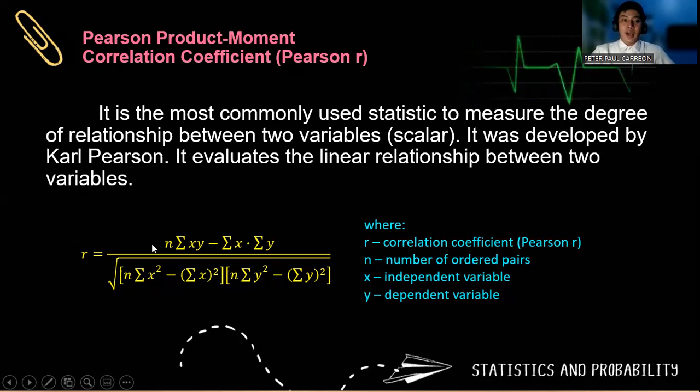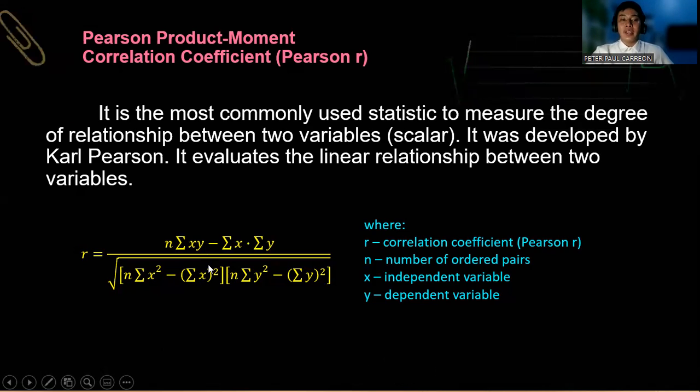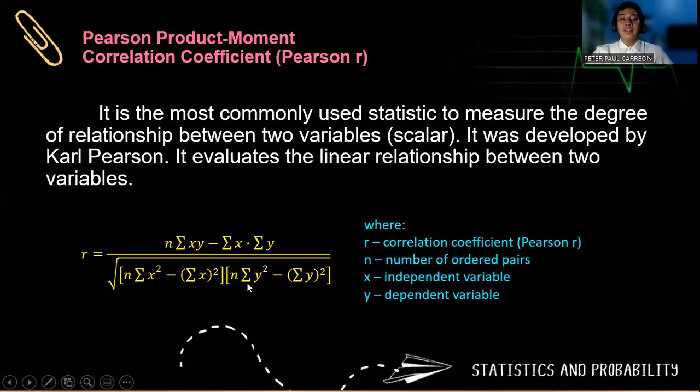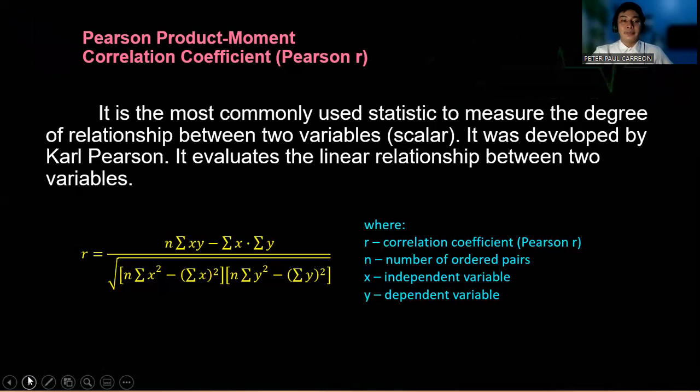So the formula for R is equal to N times the summation of xy, minus the summation of x times the summation of y, over the square root of the quantity N times the summation of x squared, minus the square of the summation of x, times the quantity N times the summation of y squared, minus the square of the summation of y. Remember that R is the correlation coefficient, N is the number of ordered pairs, x is the independent variable, and y is the dependent variable.